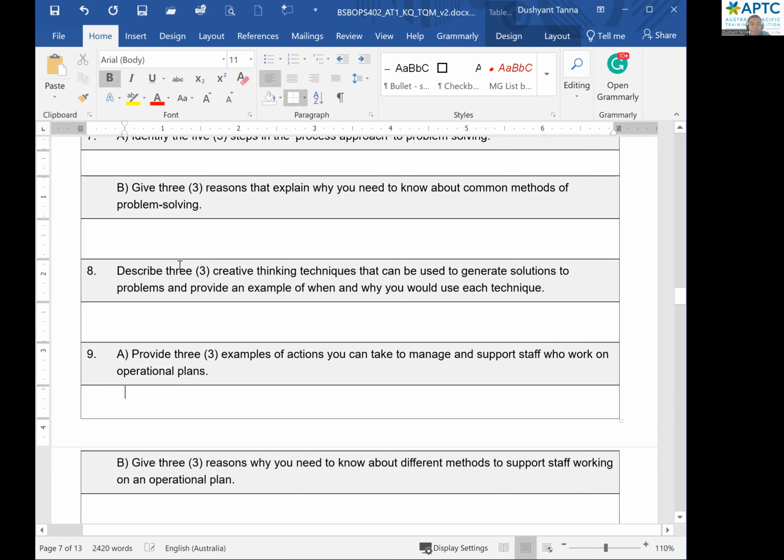Describe 3 creative thinking techniques that can be used to generate solutions to problems and provide an example of when and why you would use each of these techniques. What Ashwin said a while ago, brainstorming the ideas, that's one of them. Creative thinking technique. Do we know what creative thinking is? Thinking outside of the box. That's called creative thinking.